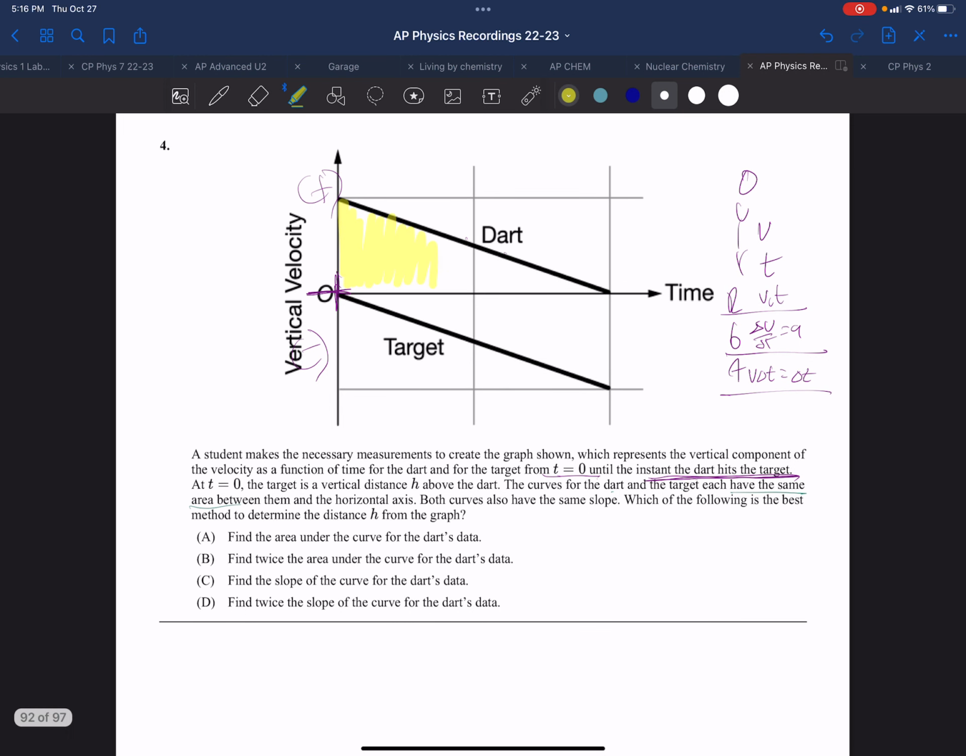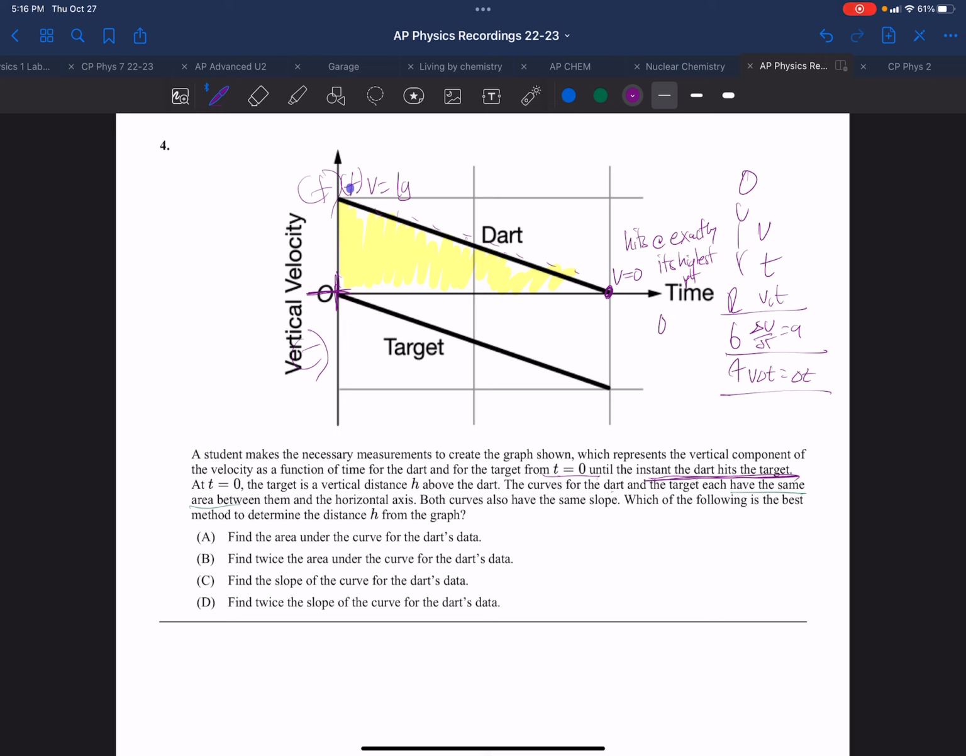So the dart has this area. And notice the values are a positive value of velocity. So velocity is some number that's large, and that number decreases to 0. The velocity equals 0 for the dart. So it's interesting. That means that it hits at exactly its highest point. The vertical velocity is 0 at its highest point.